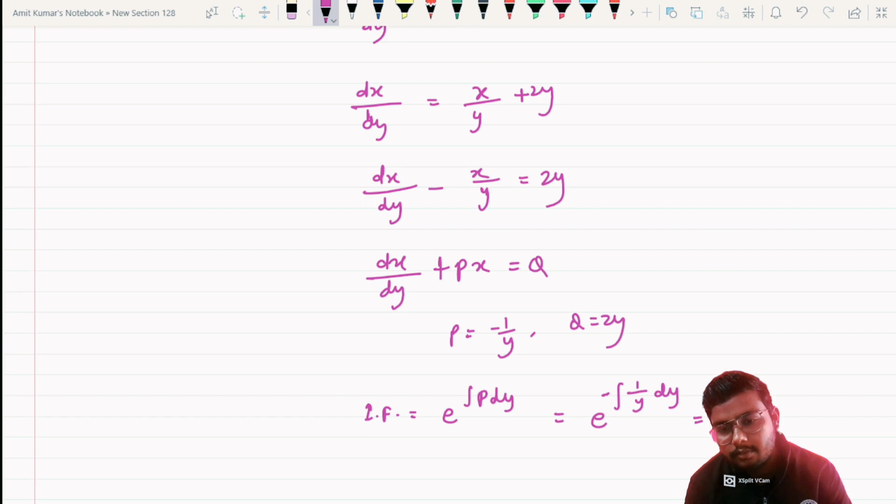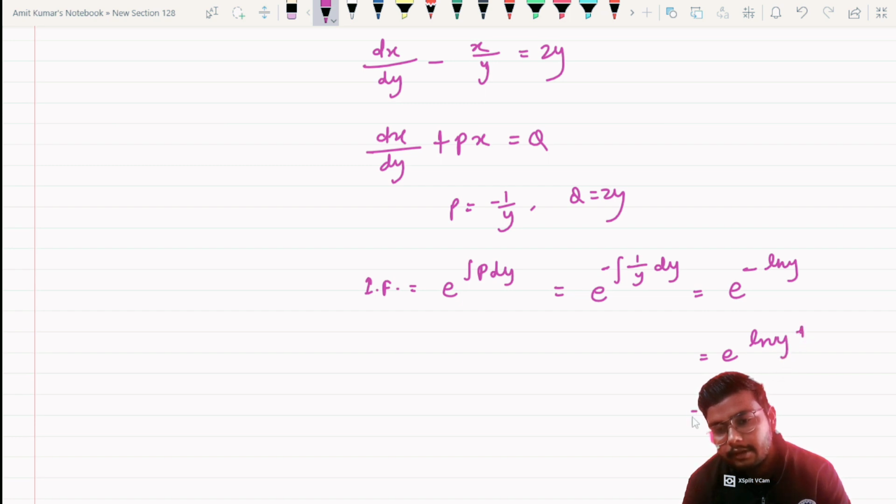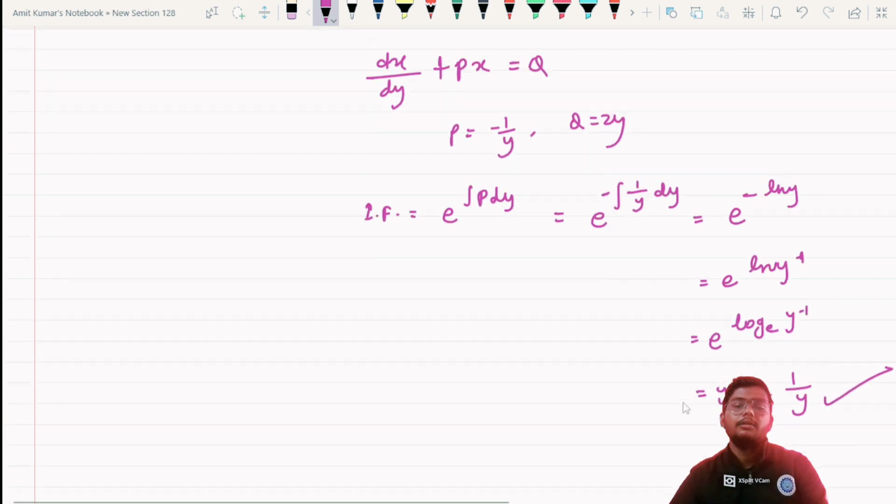Again it will be e to the power minus ln y. As I have told you, this minus can be taken inside, so it can be written as e to the power ln y to the power minus 1. And e and ln cancel, so this can be written as y to the power minus 1, or 1 by y. So this will be our integrating factor.